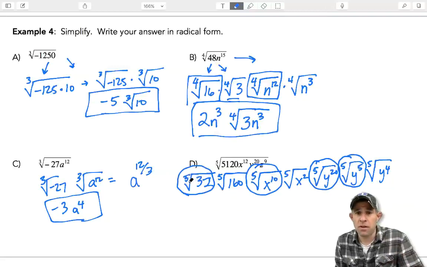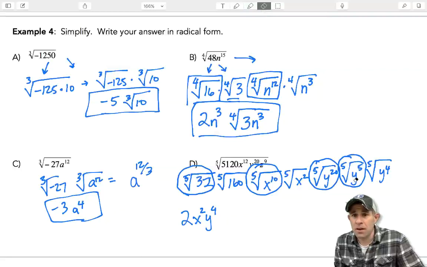So here we go, let's simplify this. The fifth root of 32 is 2. The fifth root of x to the 10th is x squared. The fifth root of y to the 20th is y to the 4th. And the fifth root of z to the 5th, oops, I'm sorry, this should be z here. Let me go back and change this. This is no longer y, this should be z, and maybe that threw you off a little bit. So the fifth root of z to the 5th should be just z.